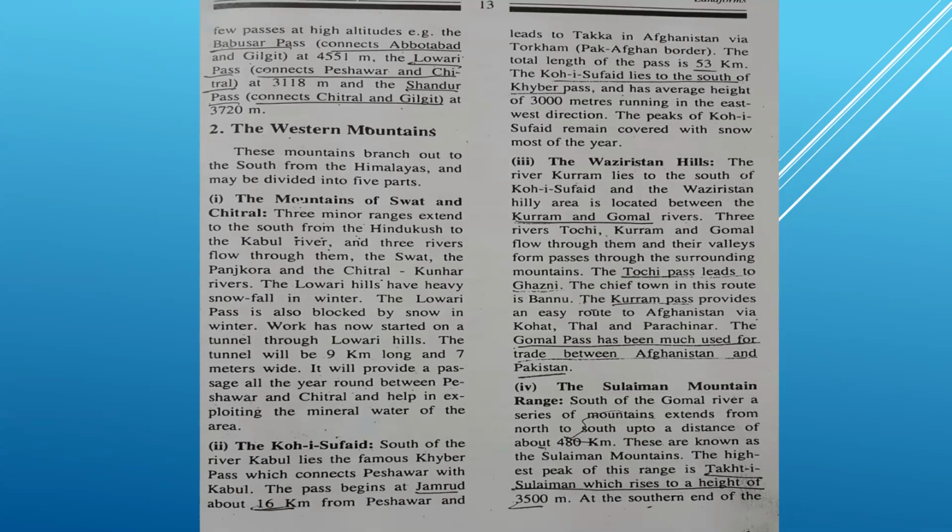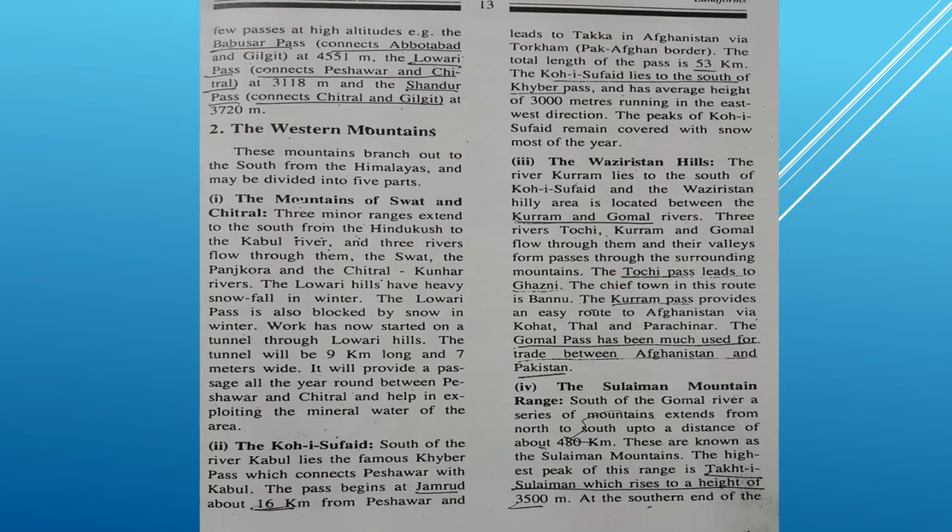Three minor ranges extend to the south from the Hindu Kush to the Kabul River, and 3 rivers flow through them: the Swat, Panjkora and Chitral. It can be asked in a short question: name the rivers of the mountains of Swat and Chitral. So you will write this. The Lowari Hills get heavy snowfall in winter. The Lowari Pass is also blocked, stopped for movement, by the snow in winter.